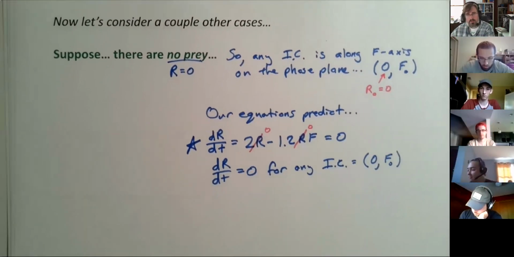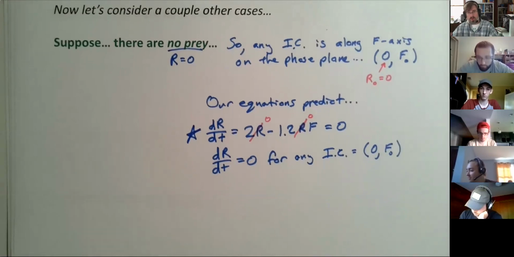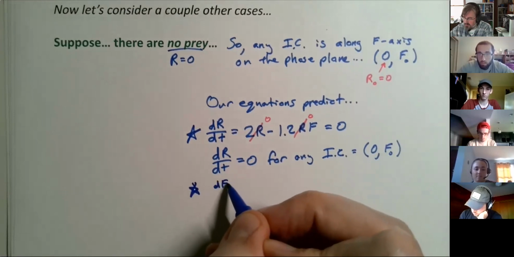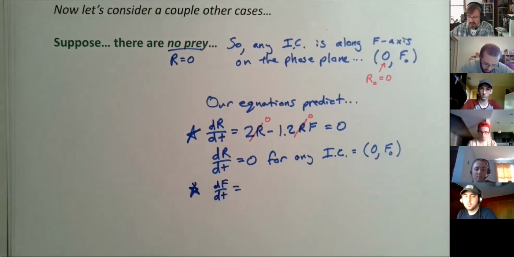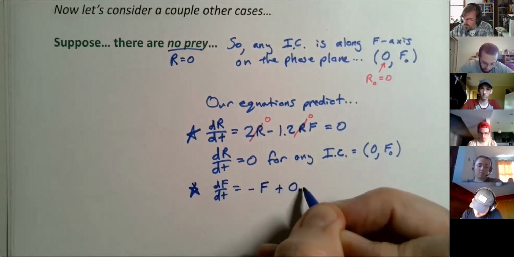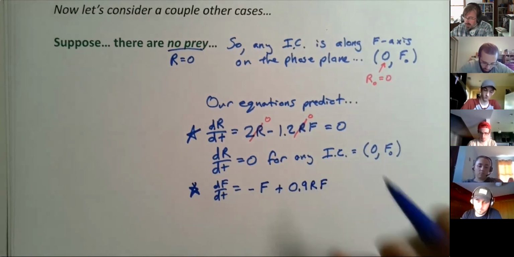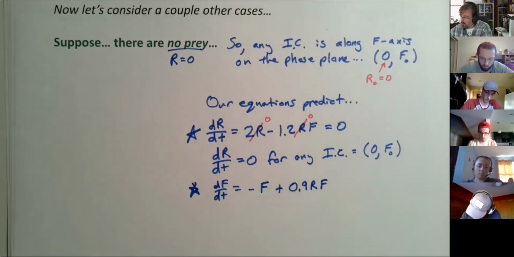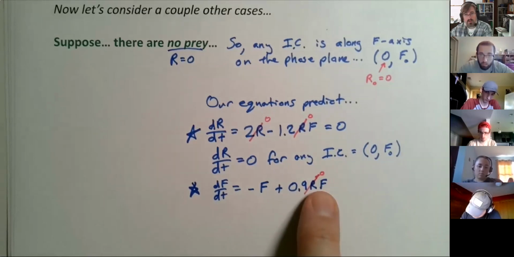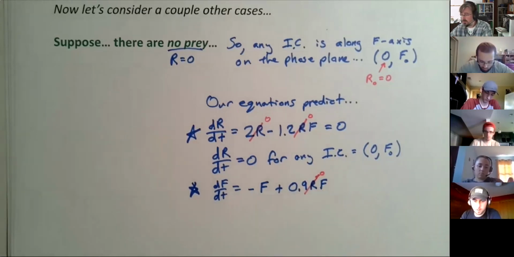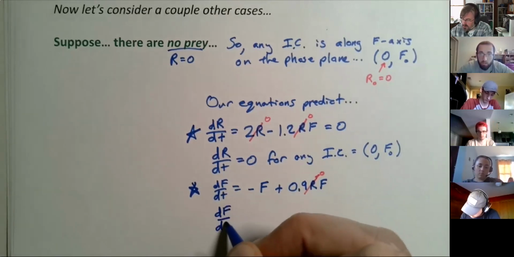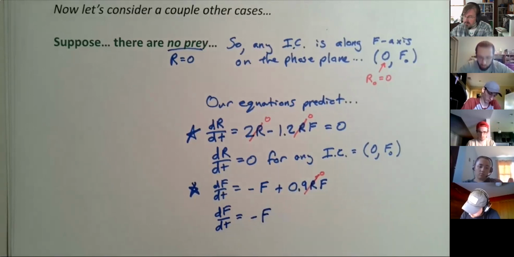The other one is a little bit more interesting because the other equation is in terms of talking about foxes. So df dt, the equation for that, if you remember, is equal to negative f plus 0.9 rf. And of course, rabbit population is 0. That was our stipulation at the beginning. So that means this whole term is equal to 0, but not the whole equation. So it turns out our rate of change of the fox population is equal to negative f.